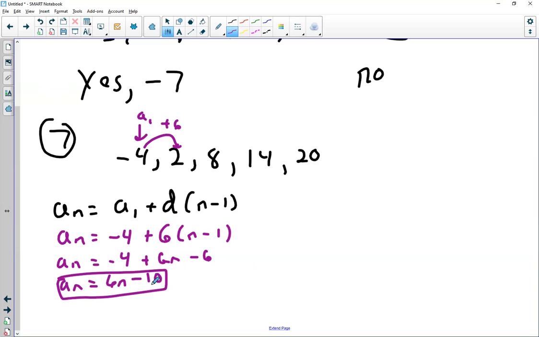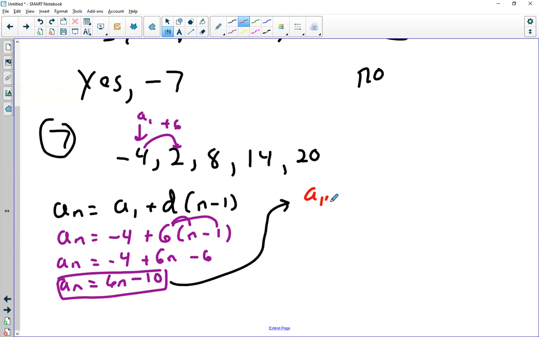So AN equals 6N minus 10. That's the formula. I distribute and then I combine like terms. So -4 minus 6 is -10. So now if I want A10, I just take my formula. You could take this one too, but I'll take the bottom one, which is a little bit more simple.